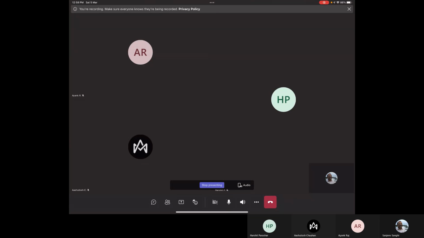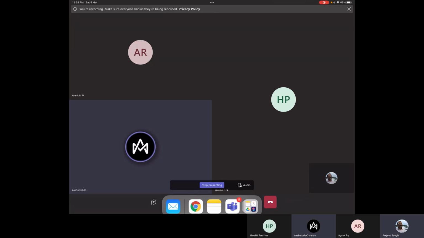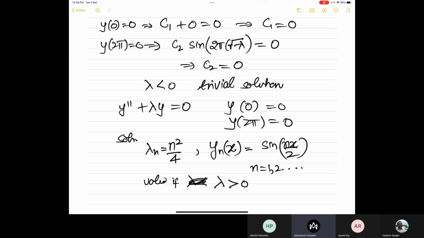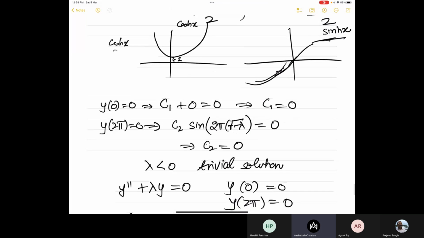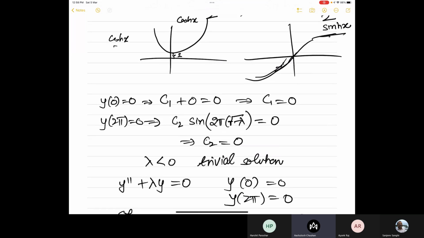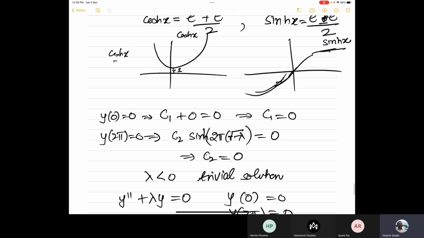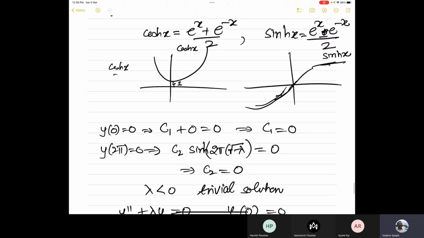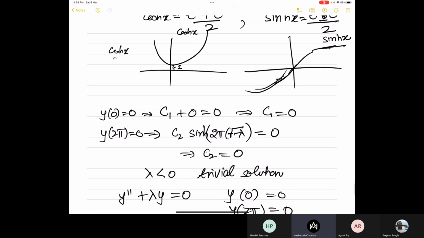Okay. Are there any questions? In the second part where we have written sine of 2 pi root of minus lambda equals to 0, why have we not written hyperbolic? It should be sine hyperbolic. Oh, yes, sir. My mistake, I had not written the h, I have added the h now. Okay, thank you. Yes, it should be sine hyperbolic.